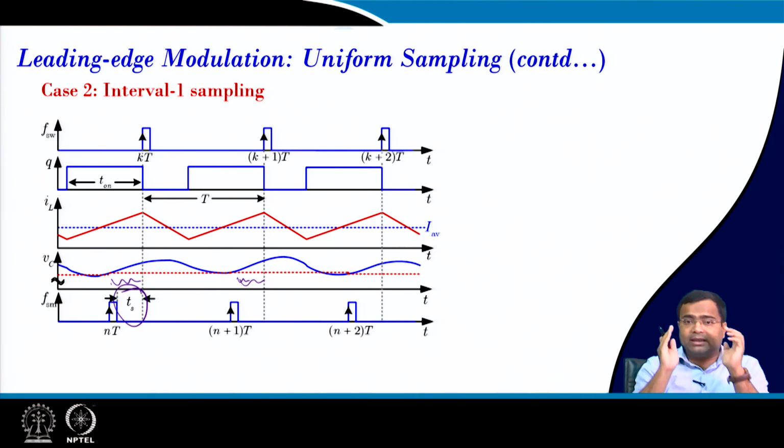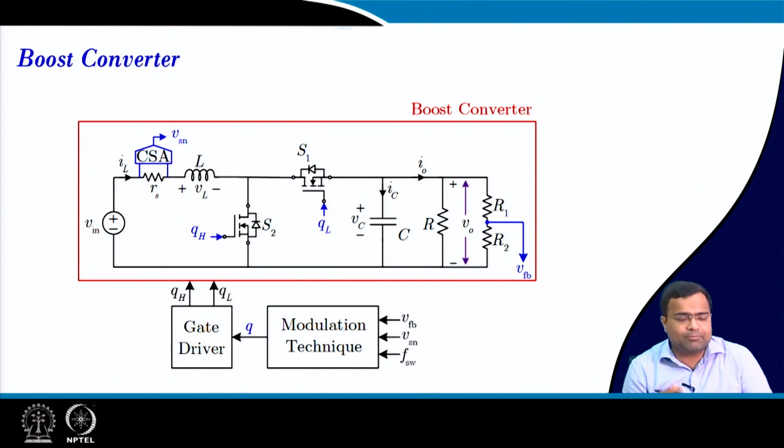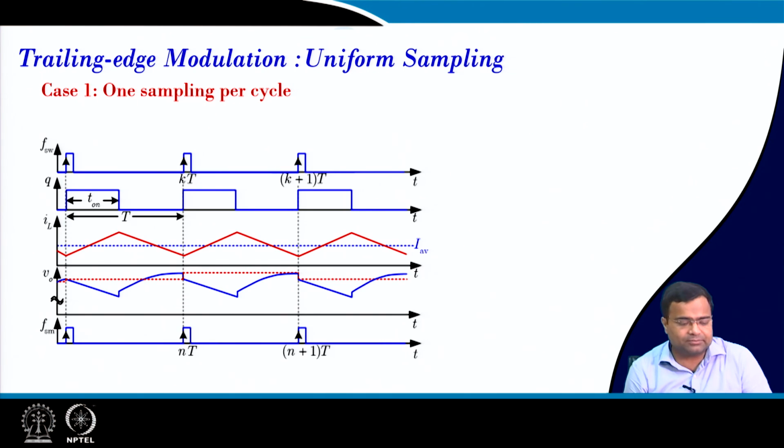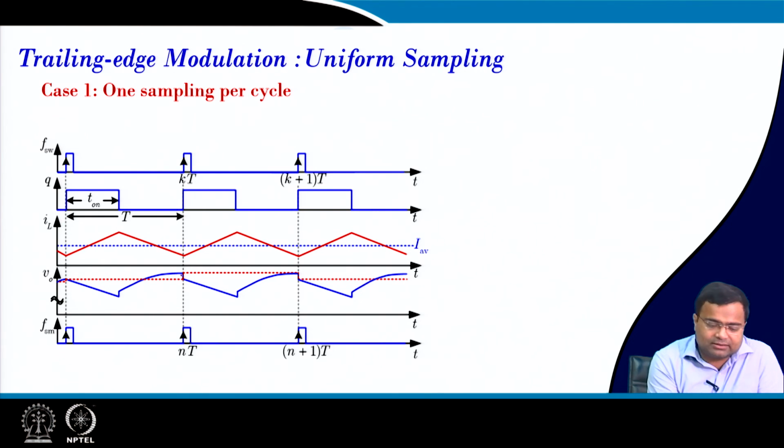So it is equally important, the rate of sampling as well as the timing of sampling, and that will actually affect regulation and stability. There are many aspects that will come. Then you take a boost converter. If you take a boost converter with trailing edge modulation, ideally you sample at this point, then this is a practical boost converter.